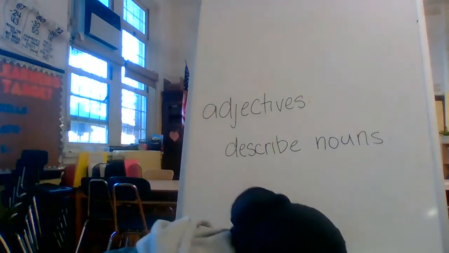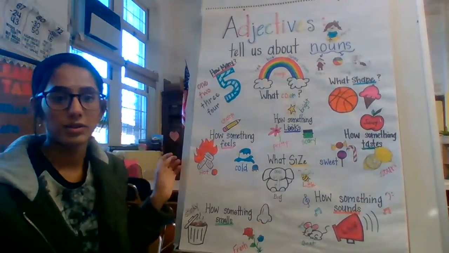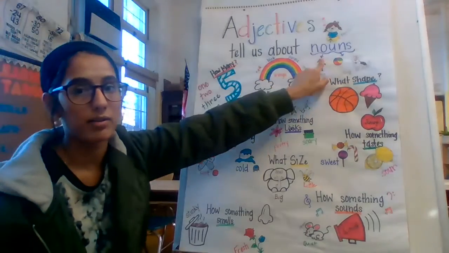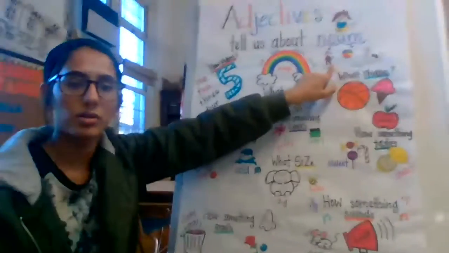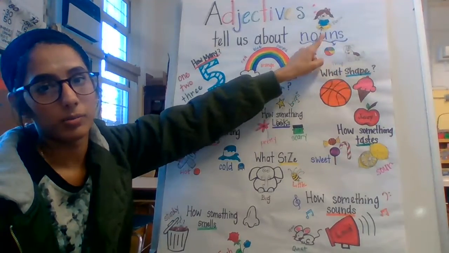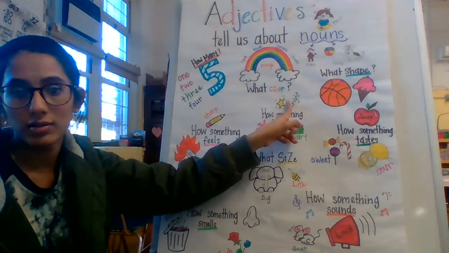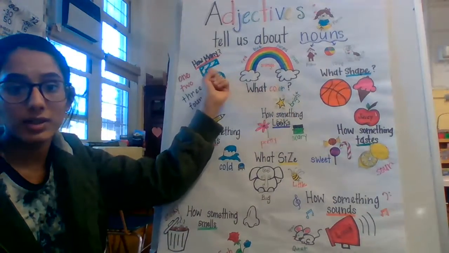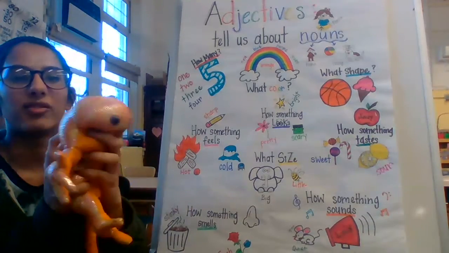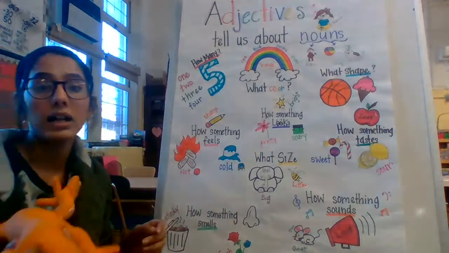So let's put up my chart so you can see exactly what adjectives are. So here's my little chart on adjectives. So adjectives tell us about nouns, and nouns are, again, person, place, or thing, right? So adjectives can tell you what color something is. It could tell you how many of something there is. It could tell you how something feels. So remember with my little lizard, I said it feels squishy. Feels like there's like little beads inside. Is it hot? Is it cold?